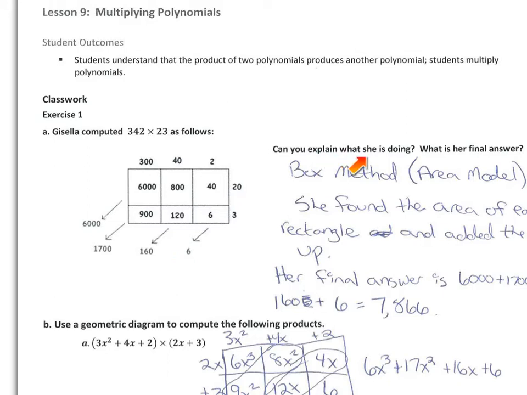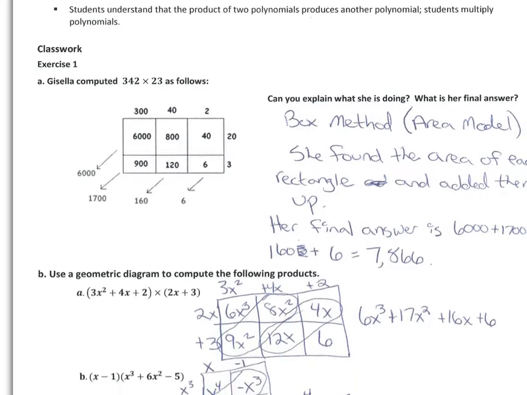It says, can you explain what she's doing? What is her final answer? She's doing our box method, which is also called the area model, because she found all the areas of these boxes. And then at the end, she added them up, and her final answer should be 7,866. We're going to practice doing that too.